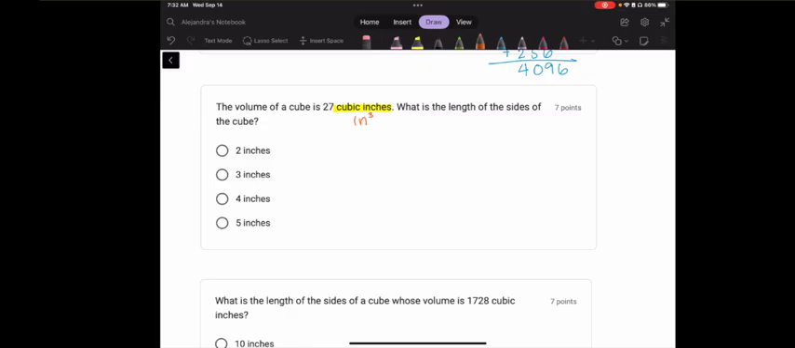So in this problem, it's a bit different than before, because before they gave you the side lengths and you have to find the volume. This time, it's the other way around. So what you have to remember is that because this is a cube, the volume is going to equal the length times the width times the height. But since all of those three values will be the same, it's the same as saying that the volume will equal the length times length times length.